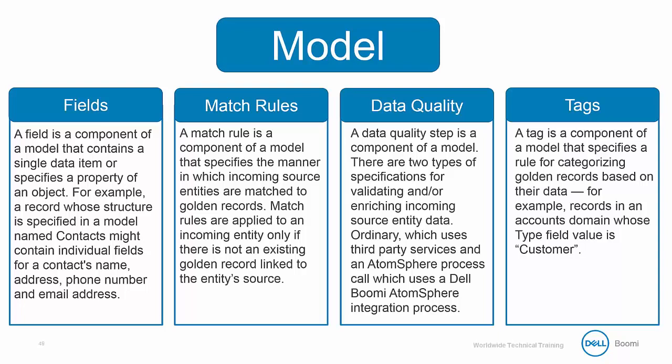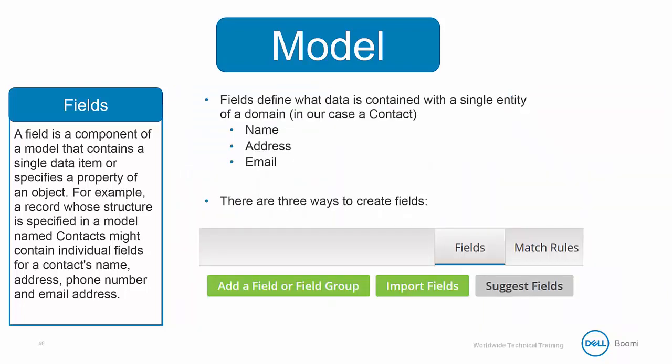Match rules look at the incoming data and verify whether it should create a new golden record or update an existing golden record with that particular set of data. Data quality steps add extra levels of validation and enrichment within the MDM platform. And tags help you group golden records into custom categories for easier filtering and reporting. So let's start by taking a closer look at fields and what they contribute to the MDM model.